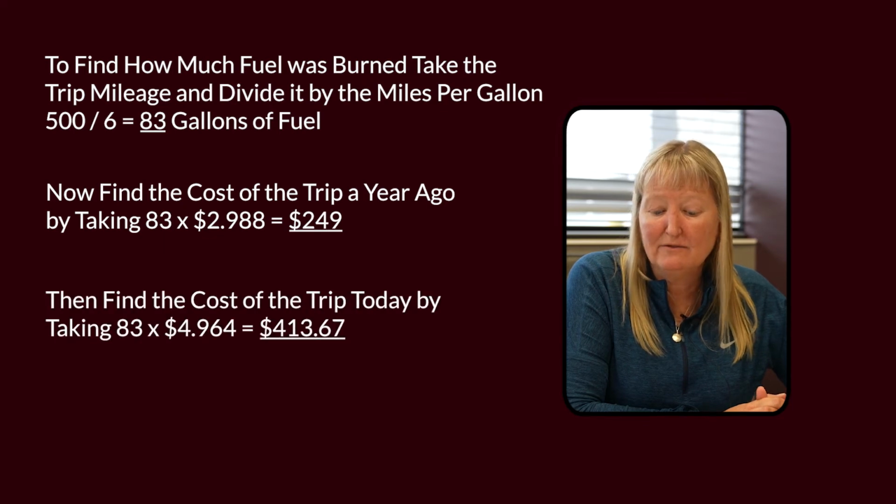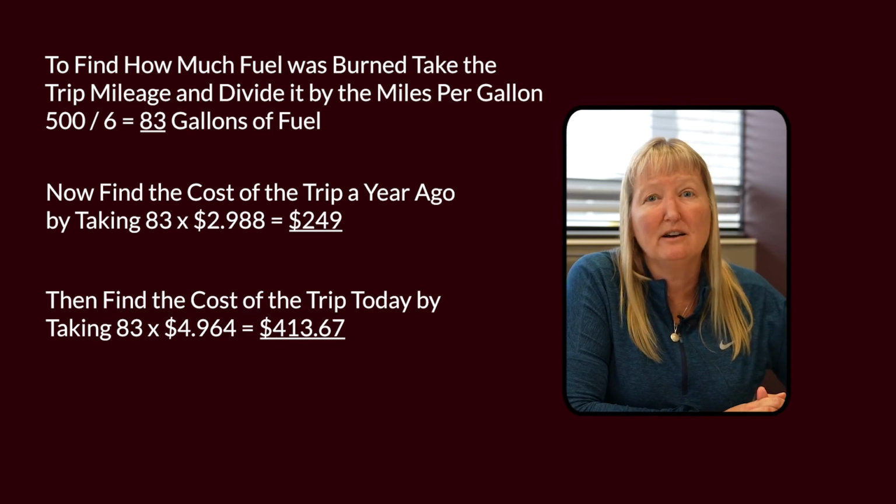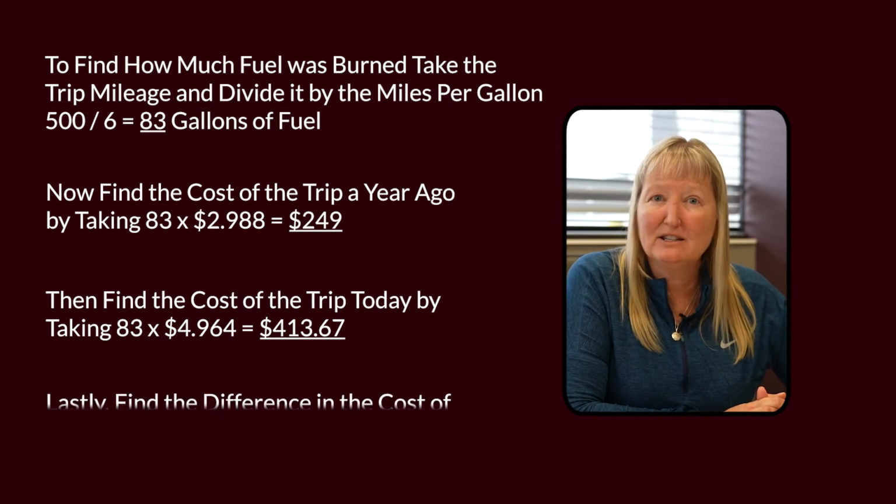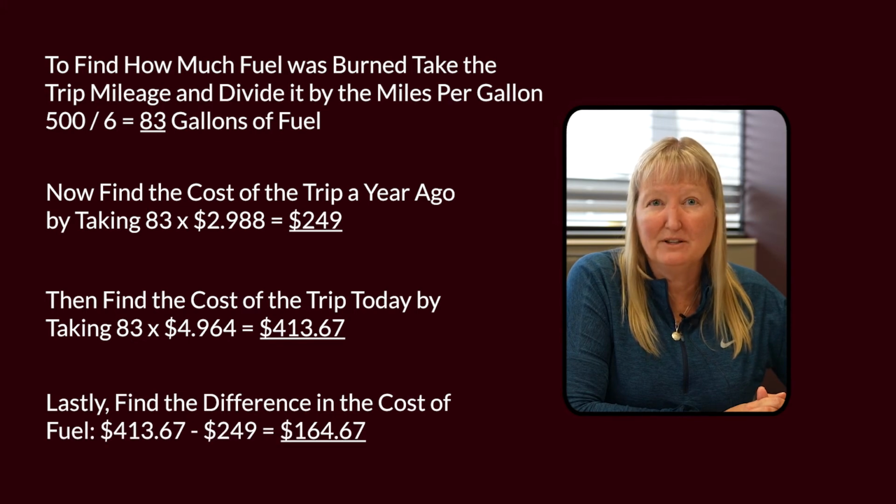The price today of $4.964 per gallon would make the cost of that trip $413.67. So the difference in the cost of your fuel from this year to last is $413.67 minus $249 for a total of $164.67. So the increase that you received from the fuel surcharge was $165. The price that you're paying per gallon for fuel times the number of miles you ran, or your actual cost of fuel, was $164.67. So you can see that the fuel surcharge tracks your increase in fuel price.